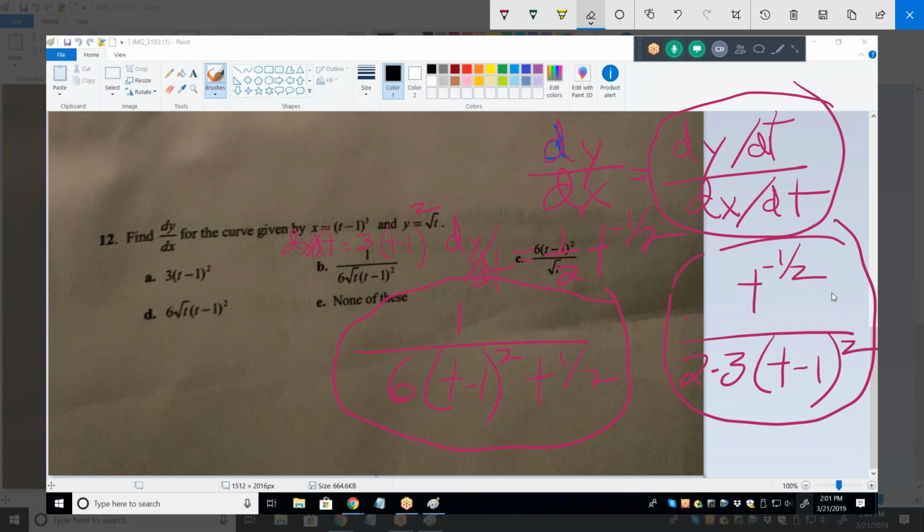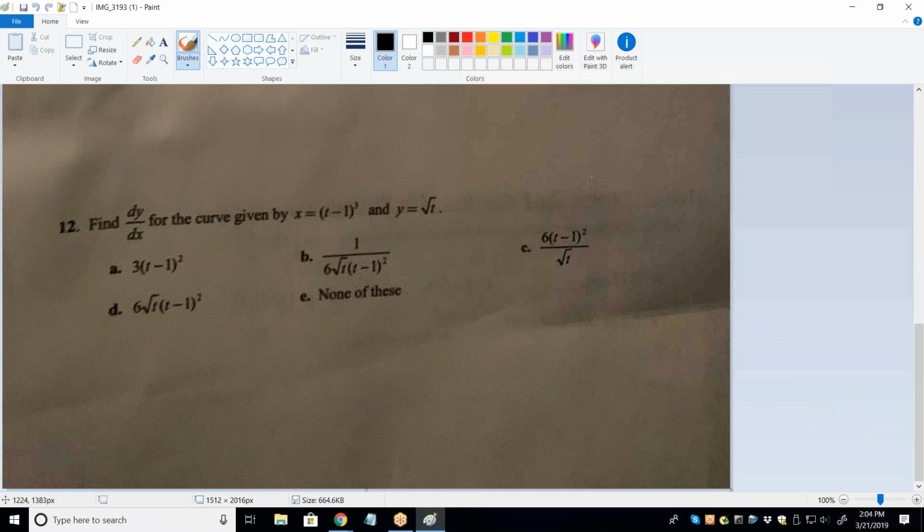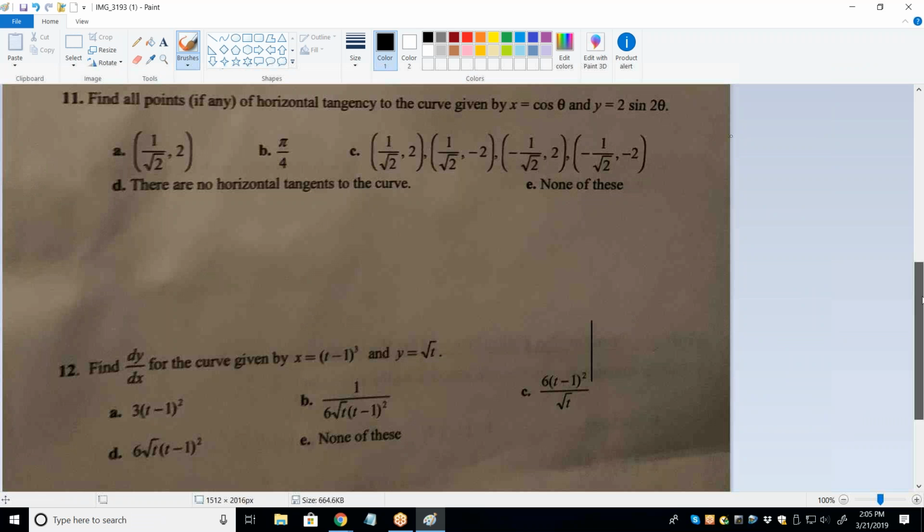Now let's see if we can find something that looks like that. Right there, B. Yep. Okay. So that was really straightforward. All you've got to do is remember that first equation. Okay, let's go up to number 11, which I believe is the next easiest.